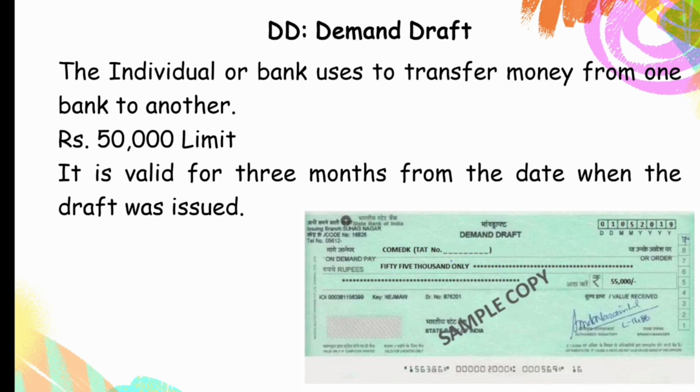And the limit for this particular DD is rupees 50,000, and the validity period is 3 months. If you take your DD form today, it is valid only for 3 months.